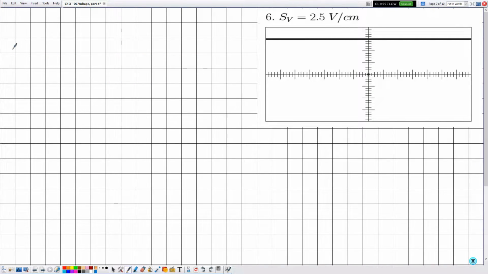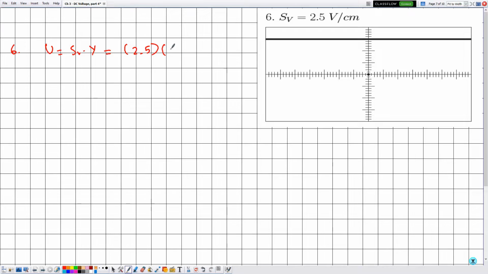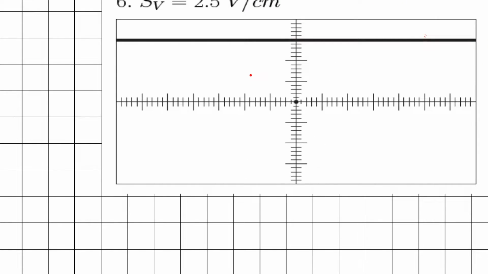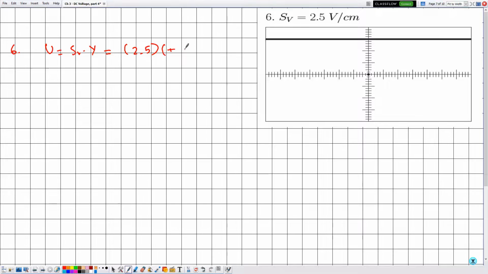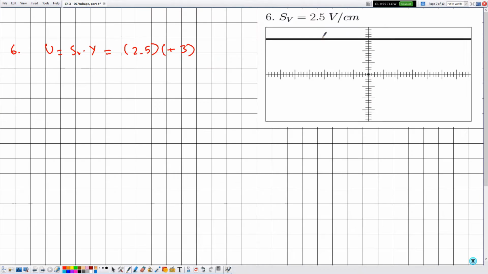Now in number 6, U is equal to SV multiplied by Y. The value of SV is given by 2.5. Now the luminous line is displaced upward, so Y is positive. Now what about the number of divisions? This is 1, 2, and this is 3. In this case, because the unit of SV is given by volts per centimeter, Y is given by 3 centimeters. Plugging this on the calculator, the value of U is given by 7.5. Since everything is expressed in the SI, the value of U will be in volts. Then U is equal to 7.5 volts.